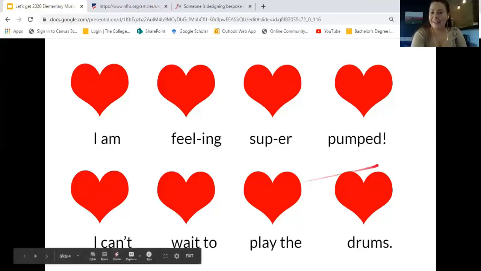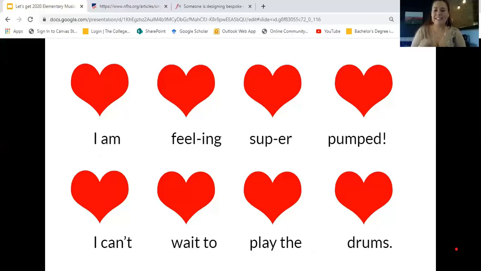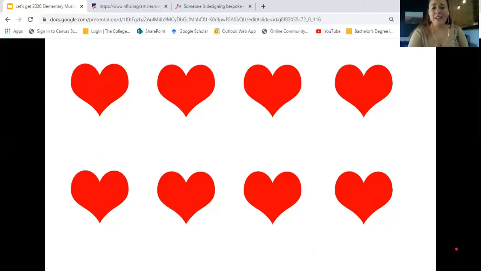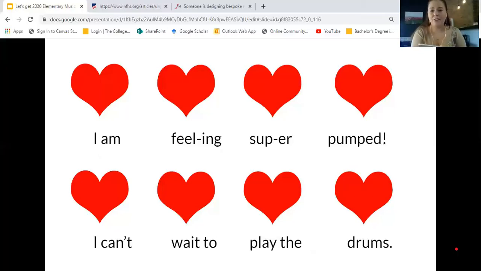All right, so here is our next part of the chant that we're learning today. There's a little bit of feelingfulness in there. I am feeling super pumped. I can't wait to play the drums. This could be anything. Okay, but same process, we would ask our students to say this with the teacher, listen to the teacher say it. We would have them say it without the teacher. And then we get to go into a little creation opportunity.